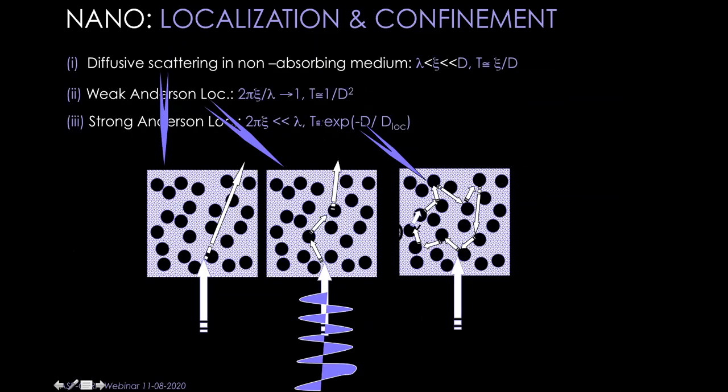Let me go through the basics of Anderson localization. Anderson, at the end of the 50s, mentioned that if I send an electron onto a semi-disordered material, these are atoms in a solid material, this electron will be scattered by these atoms. How will it be scattered?